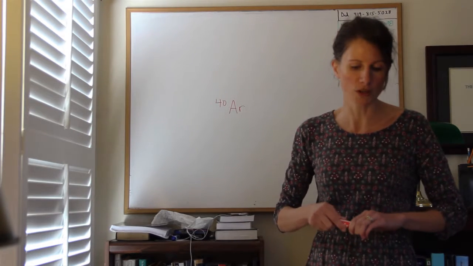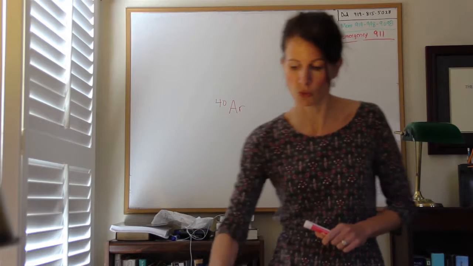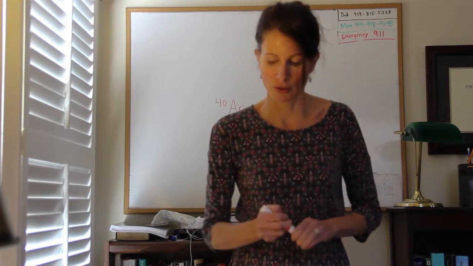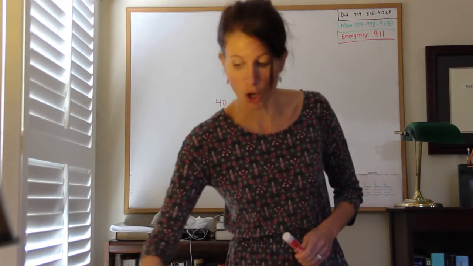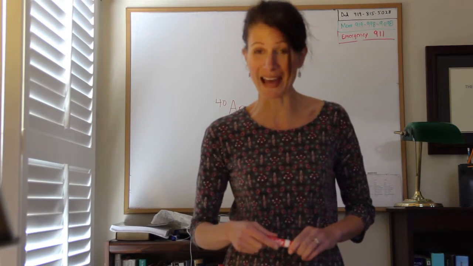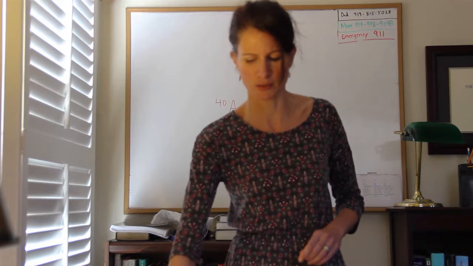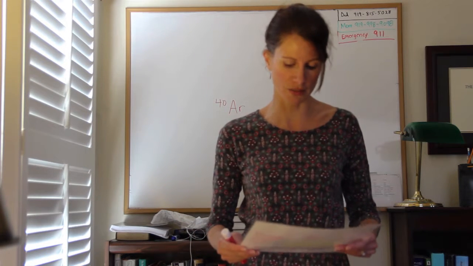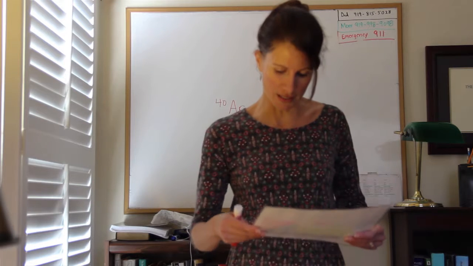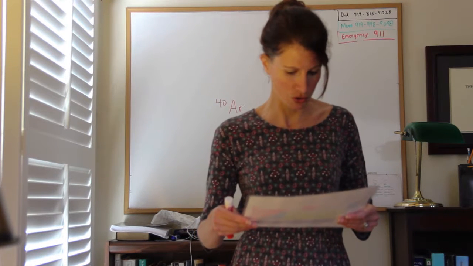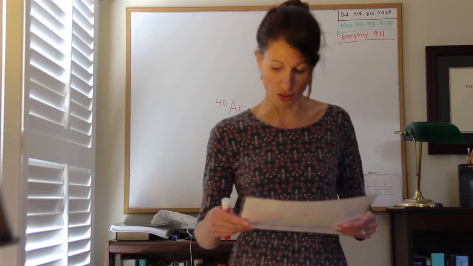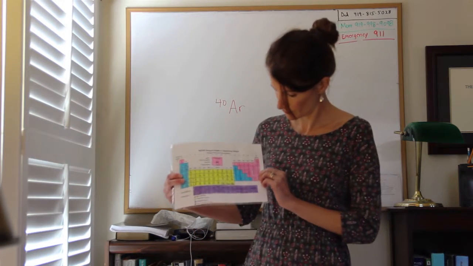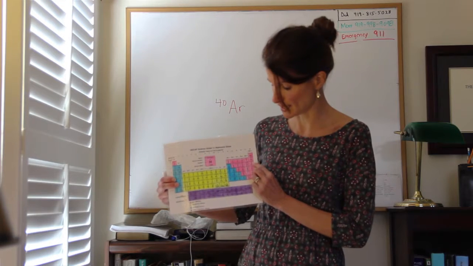So what do you know? What does the 40 tell us? Well, the 40 tells us how many total we're going to have if you added protons and neutrons. So this is a little bit confusing. I think the best place to start is to look up argon on the periodic chart. Argon is number 18 on the periodic chart. It's right here, argon 18.